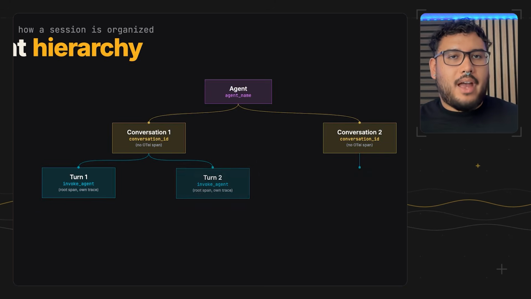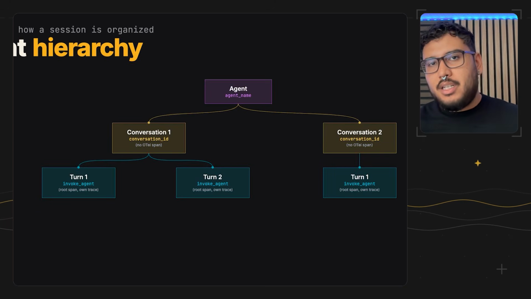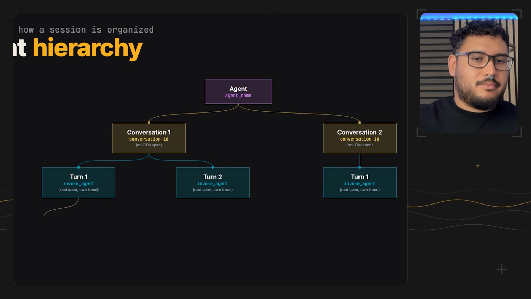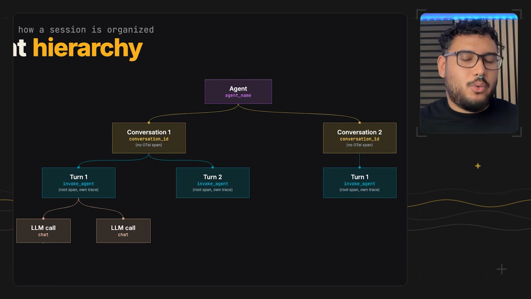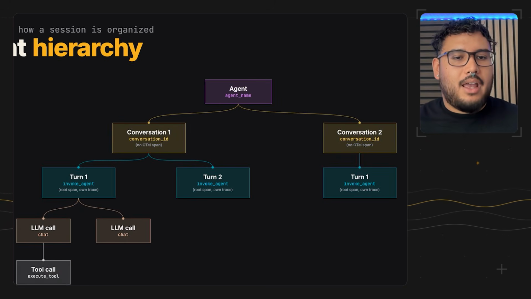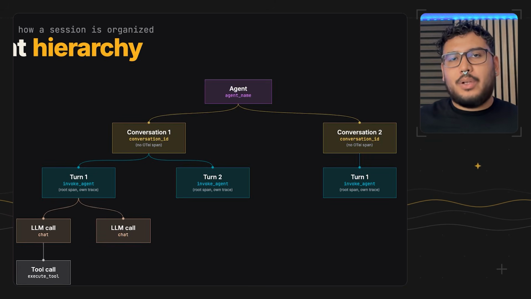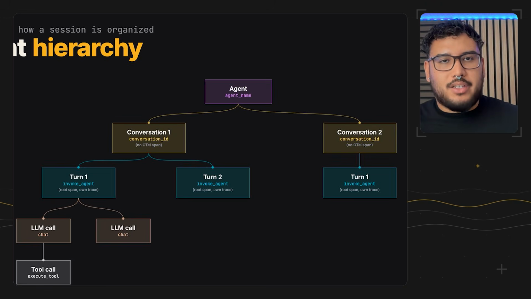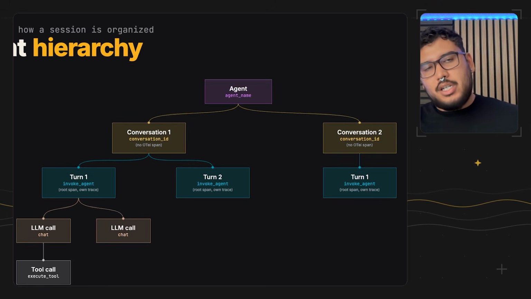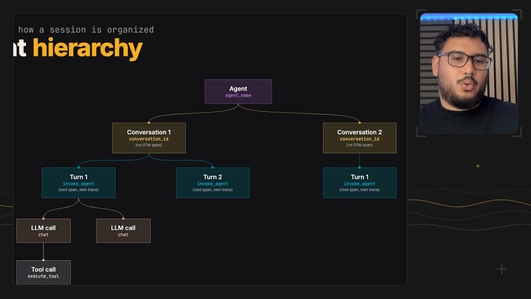One step lower underneath that, it's going to be a turn. And this is one user message and one full agent response. Within that, you'll find things like an LLM call, which is a single hit to a language model API. And then a tool call, which is a single tool execution triggered by the LLM. And that's the whole mental model for this tracing: we have an agent to conversation, to turns, to LLM calls, and then tool calls as well.